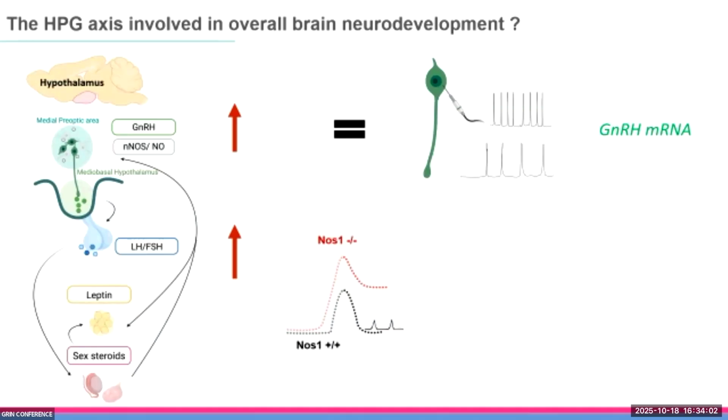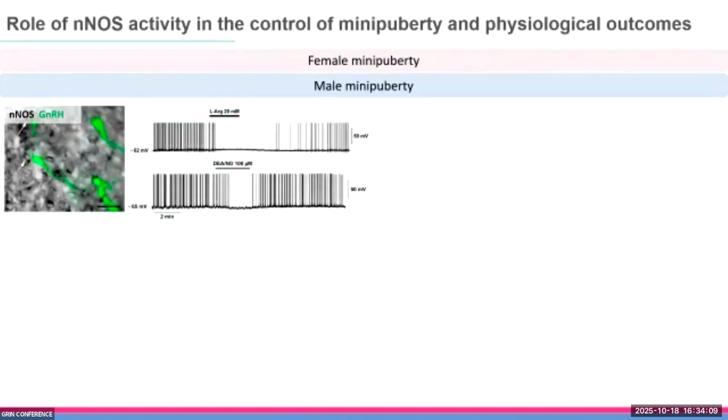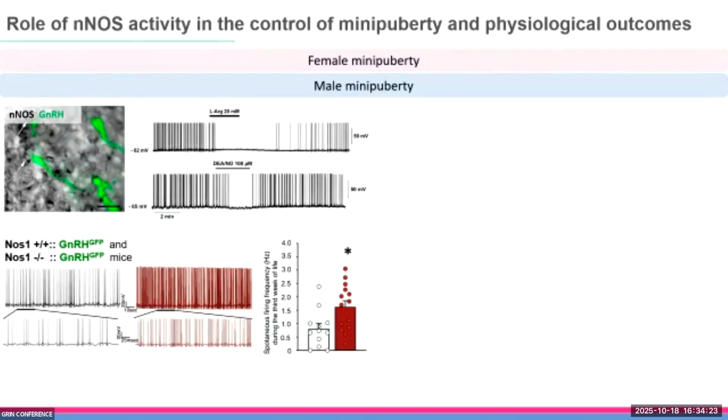And if we go back to check what could be the implication of nitric oxide in those effects, well, nitric oxide is actually able to control the electrical activity of the GnRH neurons. This is a nitric oxide donor, being able to inhibit the GnRH neuronal firing. And when checking what is happening during mini-puberty in the eNOS deficient mice, you can see that the absence of nitric oxide from the neuronal form is creating this increased spontaneous firing frequency.